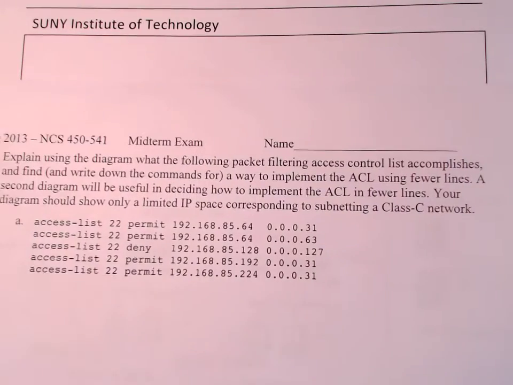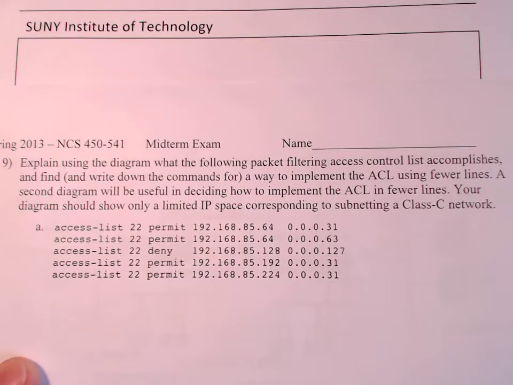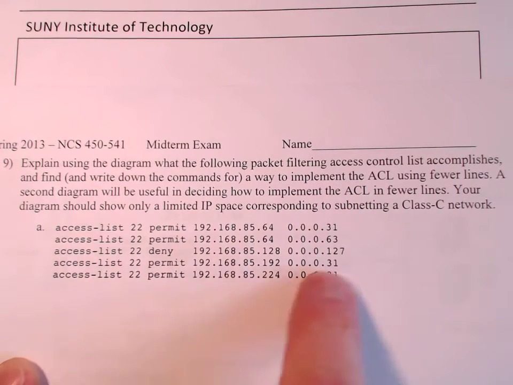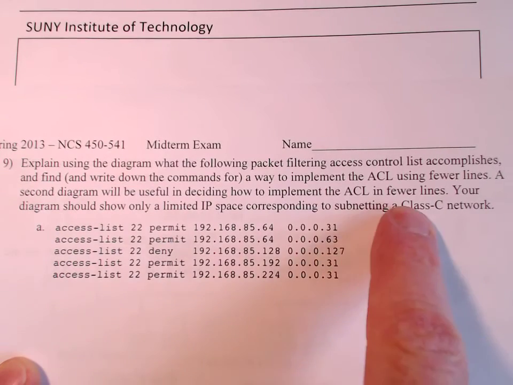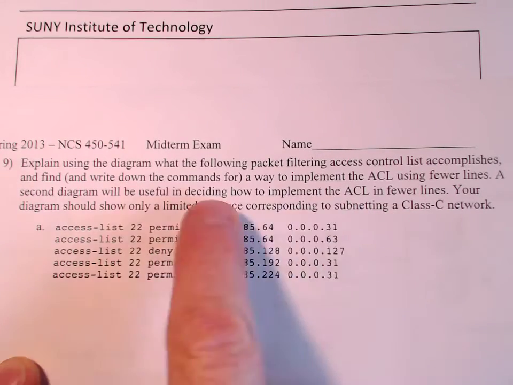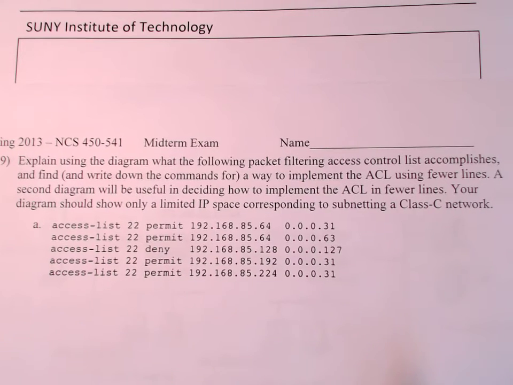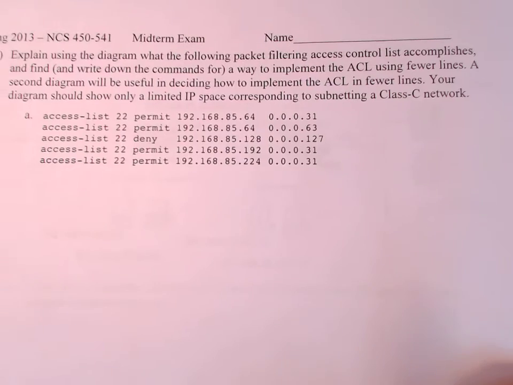Okay, in this video I'd like to continue doing example problems, and here I'm going to do problem number 9 off the midterm. In this problem we have an access control list given here, and I want you to make a diagram that shows what it does and then figure out a way of implementing the ACL using fewer lines. Okay, let's see. I guess I'll do it right on this page.